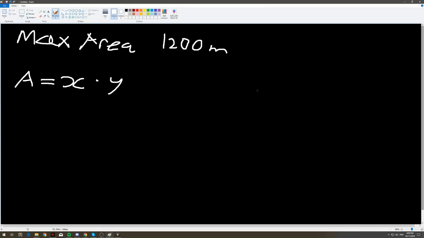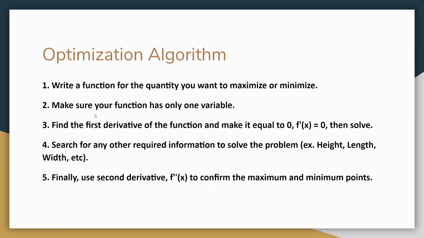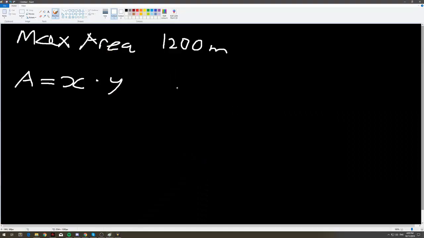So the second step asks you to make sure that your function has only one variable. Currently we have two unknowns, which are x and y, and we know that 1200 meters would be the perimeter. So let's draw it out, and it will help us visualize better what we're trying to solve. Let's say the left and right sides are x, and the top and bottom are y.